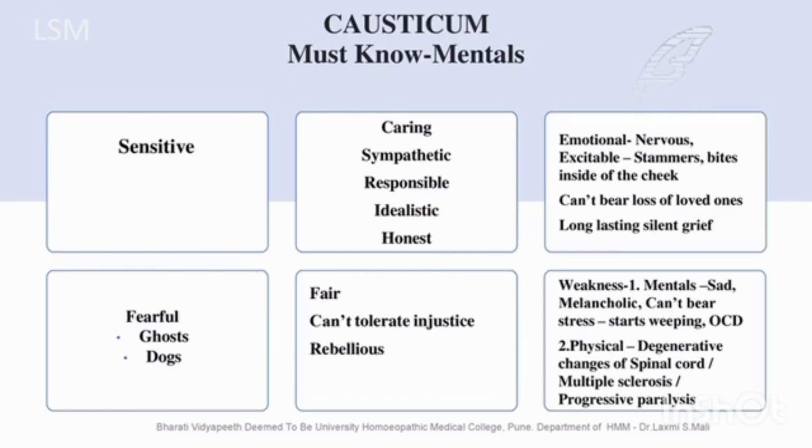In physicals, you'll find the weakness is manifested through degenerative changes of the spinal cord, which results in multiple sclerosis and progressive paralysis. Causticum persons are known to be fair in all the things that they deal with. They can't tolerate injustice, and at times, because of this, they may turn rebellious. They are also fearful, and hence we see that Causticum has fear of ghosts and dogs.